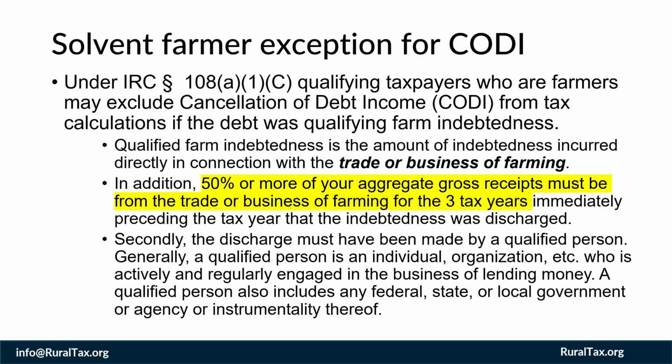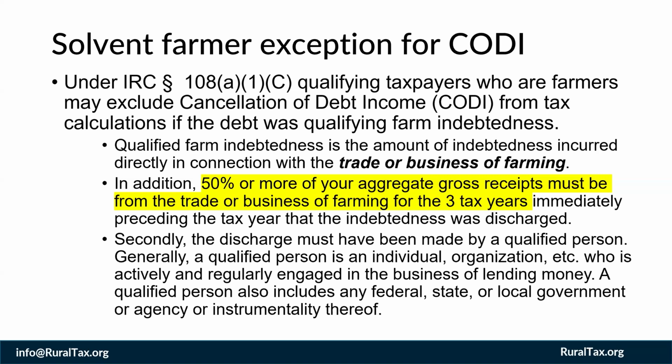Another one, and this is where we see individuals that might have cancellation of debt, and they have the rule for the solvent farmer that gets the exception for cancellation of debt income. And here under Code Section 108(a)(1)(C), qualifying taxpayers who are farmers may exclude cancellation of debt income, or CODI, from tax calculations if the debt was qualifying farm indebtedness. And qualifying farm indebtedness is defined to be the amount of indebtedness incurred directly in connection with the trade or business of farming. So we go back to some of those original definitions, and we have to see that. Are you in the trade or business? Has it risen to that level in borrowing that money?